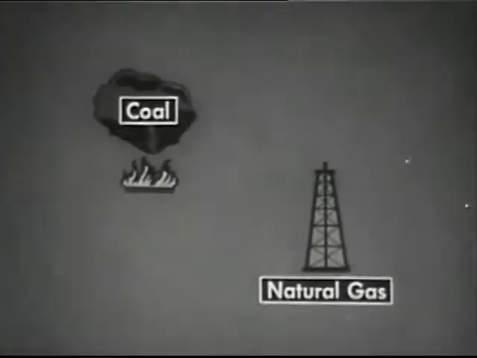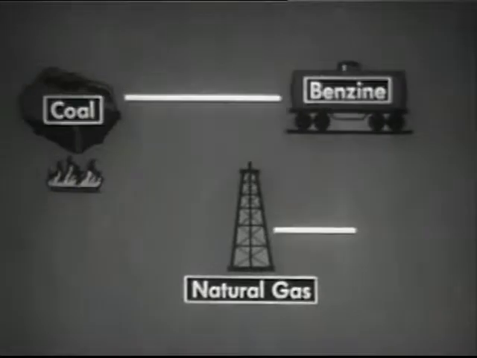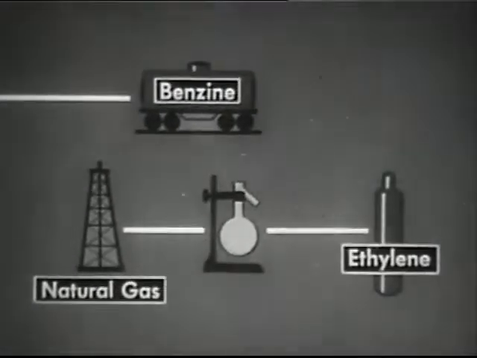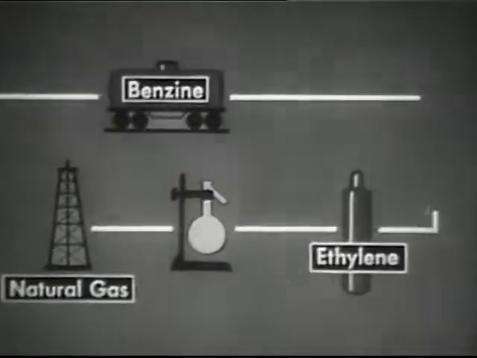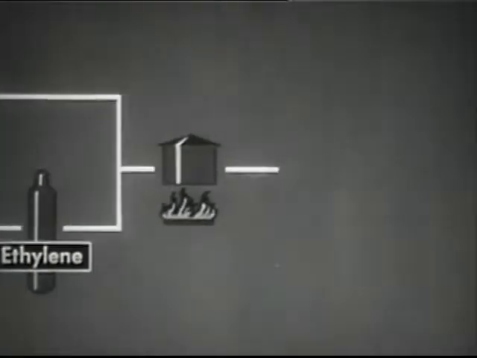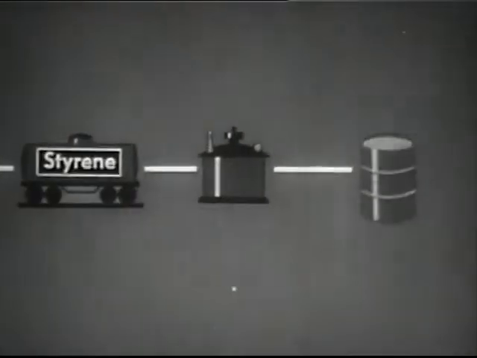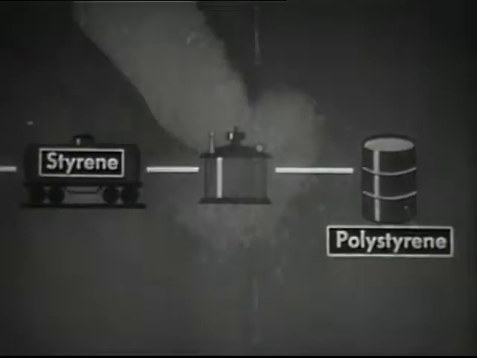By heating the coal, we can produce benzene. By heating and refining natural gas, we can produce ethylene. When ethylene and benzene are combined and heated under certain conditions, we can produce first styrene, and then by further processing, the plastic material polystyrene.